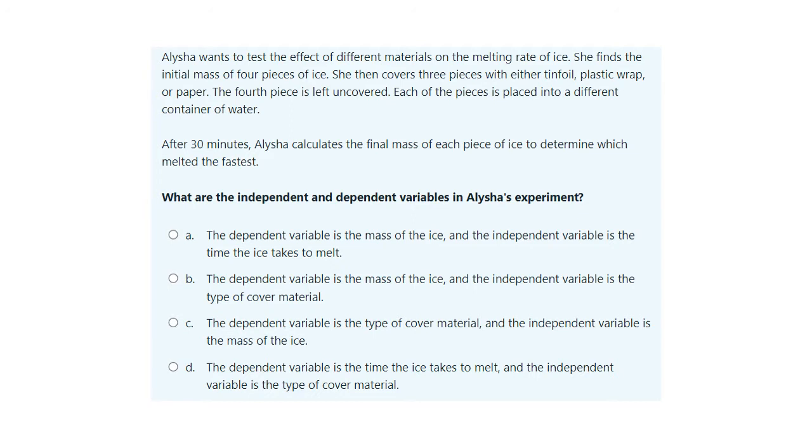What are the independent variables and the dependent variables in Alicia's experiment? Alicia wants to test the effect of different materials on the melting rate of ice. So the effect of, on. So this is the cause and this is the effect. Any more words that will help us?